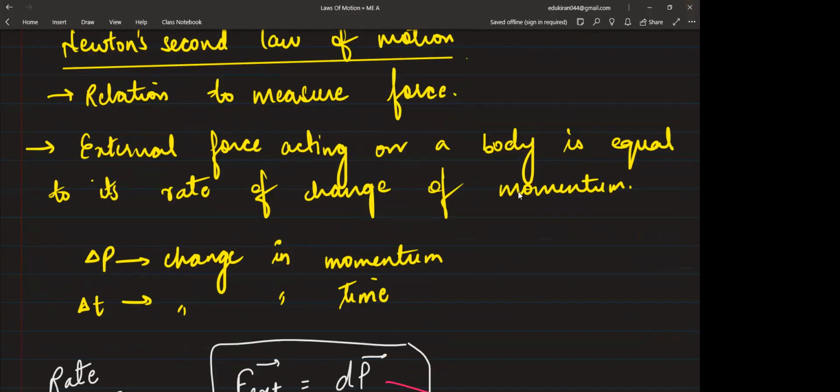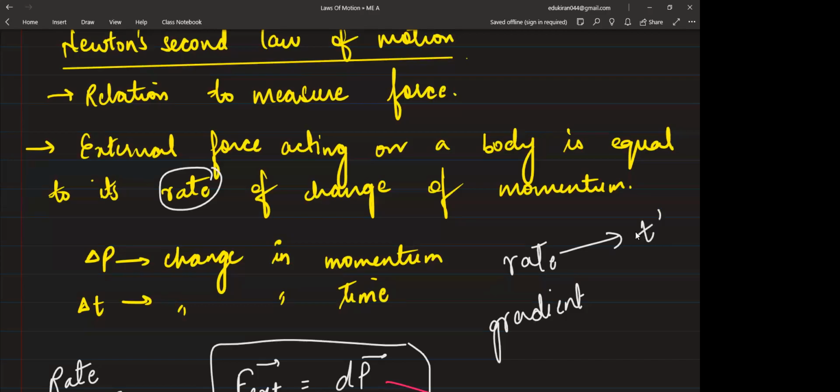Class, whenever the term rate comes, two terms you will come across: one is rate, one is gradient. When something is changing with respect to time, we say it's the rate of change. Like velocity: velocity is displacement by time, so it's the rate of change of displacement. Or acceleration: it's velocity by time, so the rate of change of velocity. So rate will come when you have time in your calculation. Gradient means something which is changing with respect to position.